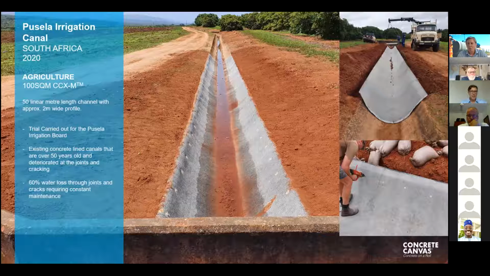So the second case study I would like to show you is from the Pusela irrigation scheme in Limpopo province, South Africa. This canal lining trial involved the remediation of 50 meters of canal with CCX mat. CCX mat was laid longitudinally along the length of the canal and the sides buried in shallow anchor trenches and pegged at 2-meter intervals. Internal fixings 100 millimeters from the top of the underlying concrete structure were installed at 400 millimeter spacing to ensure close conformity to the underlying profile.